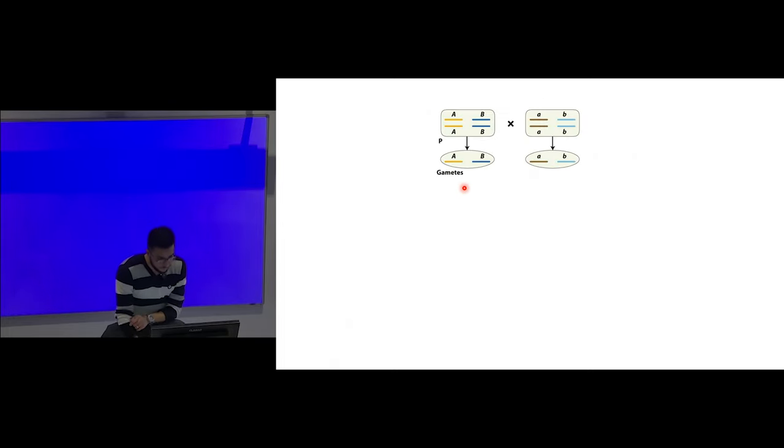Let's do it again. Let's take this parental line and keep it to hair color and height. When this person produces the gametes, there's only one possible gamete produced, because you can only have big A, big B, big A, big B. So only one type of gamete is produced.